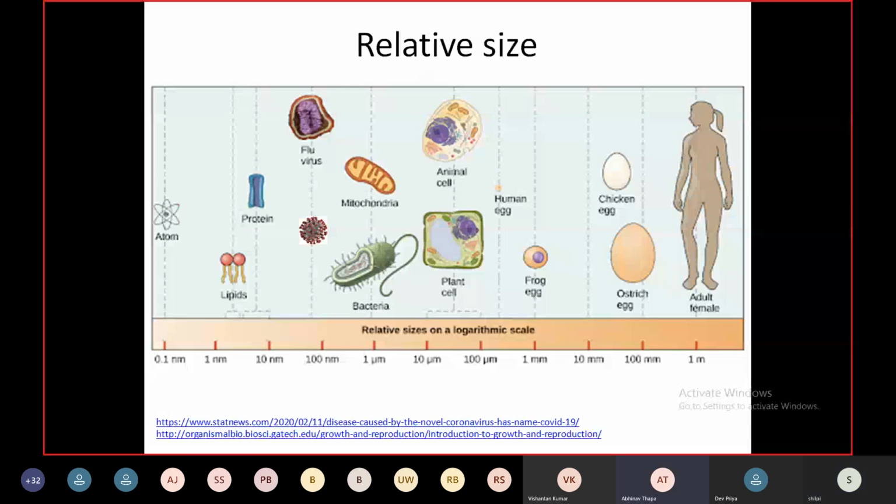Powerhouse of the cell. Sorry? Powerhouse of the cell. I would request you not to post messages in the chat. As of now, I cannot really keep track of what is being posted in the chat. If you have something to say, please raise your hand. Okay, I just realized that there are people posting.